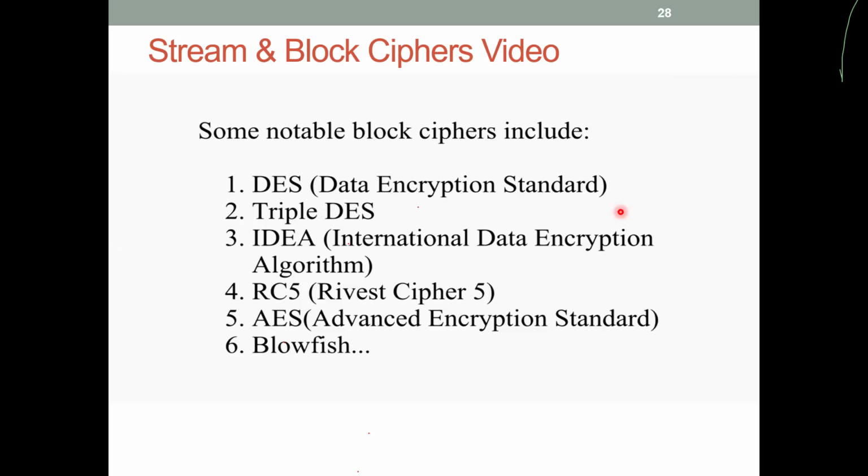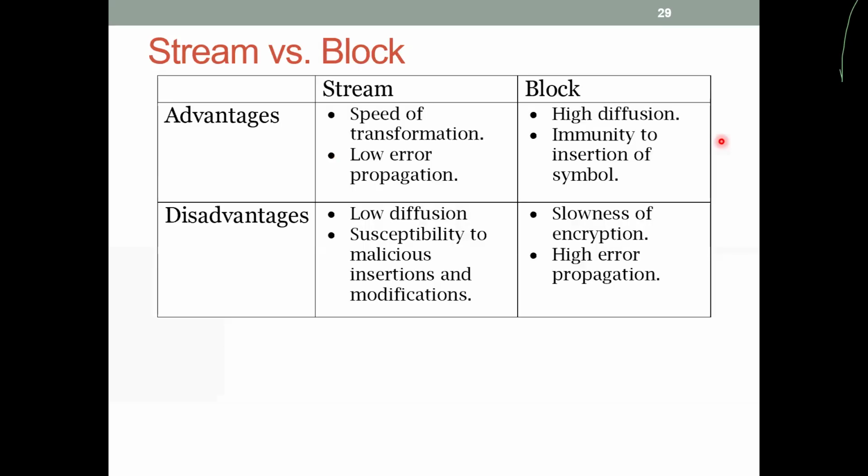If it's a block cipher, they take a block of bits together and apply the encryption. If it's a stream cipher, they take bit by bit. They take the first bit, apply the encryption. They take the second bit, apply the encryption. That is the way they do it.